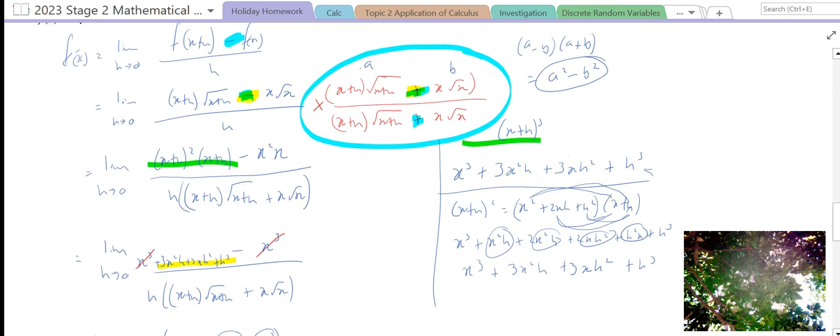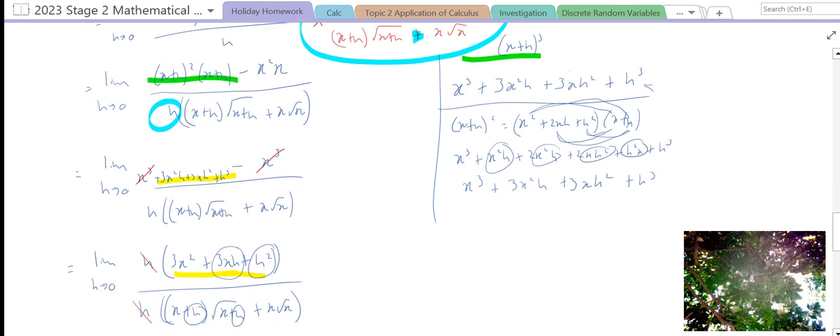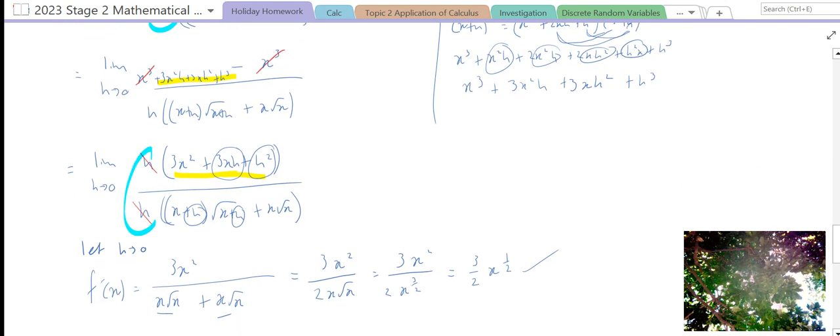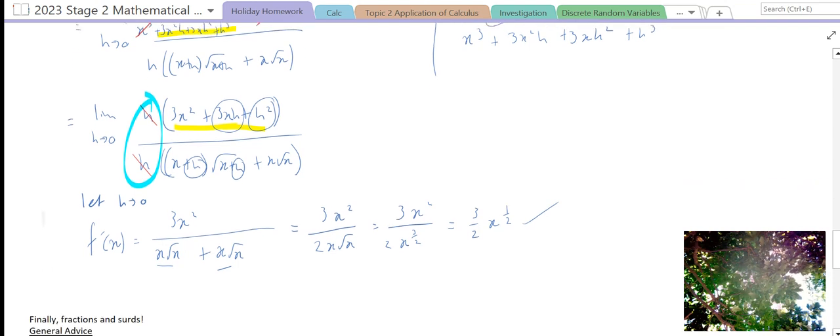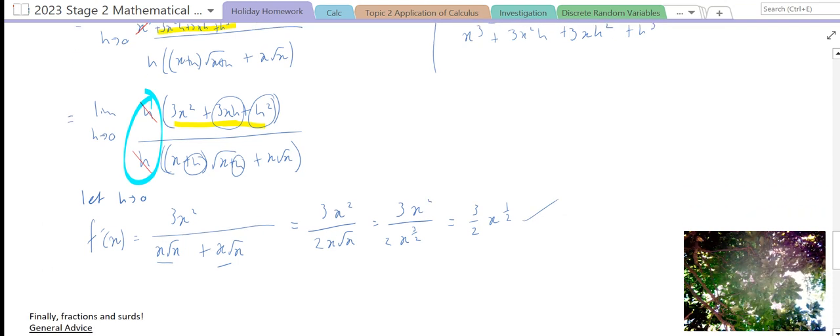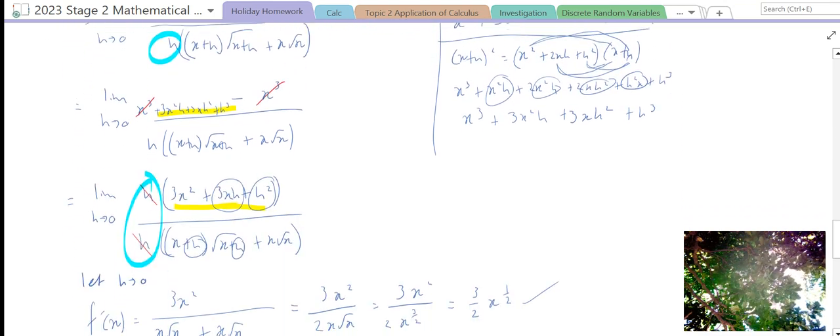Don't worry about expanding the bottom. You like the fact there's an h out there already. Then slog through the top, knowing that you will eventually get to this point where you can cancel the h. After you've done that, all the other h's go to 0, and it gets suddenly nicer. So that's the strategy with surds.